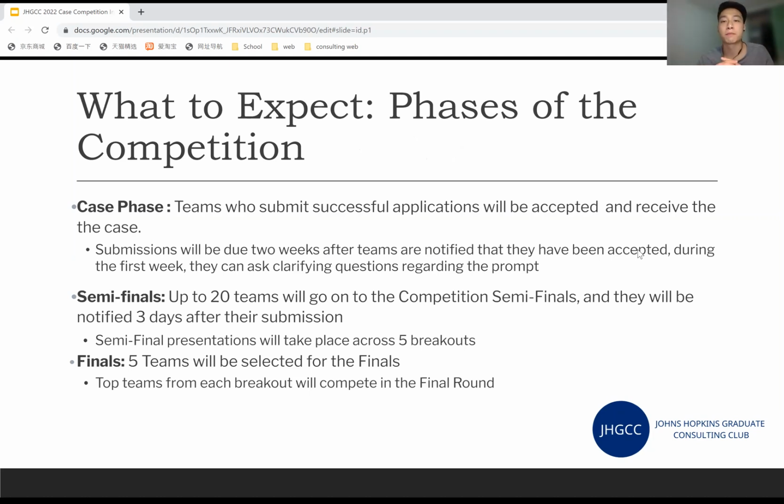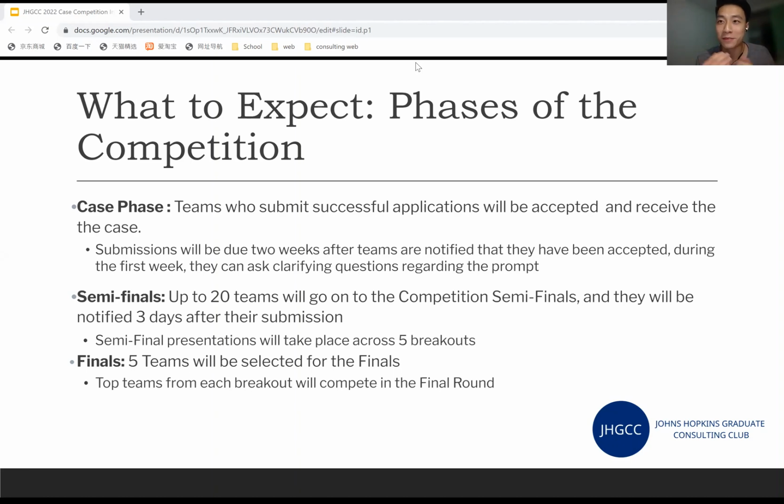And what you can expect throughout this whole process, starting from your registration and entering the case phase, and then all the way to the case competition date. There are mainly 3 parts. The first part is the case phase. In the next 2 to 3 weeks, you will be submitting your applications. You'll find your teammates and submit your application. Teams who submit successful applications will be accepted and will receive the case.